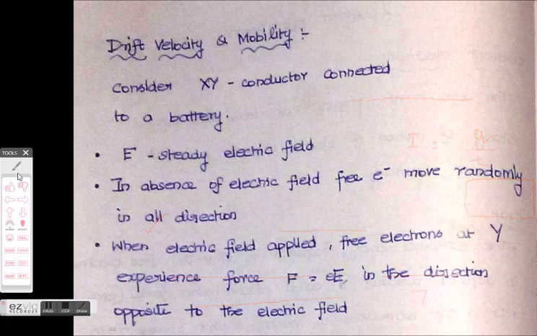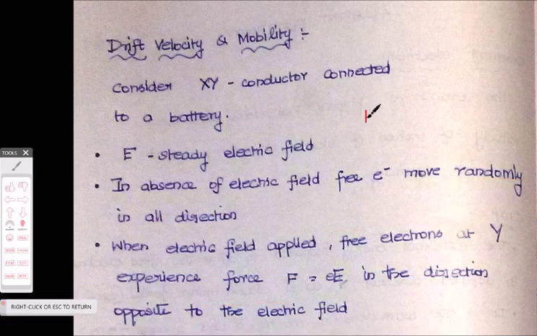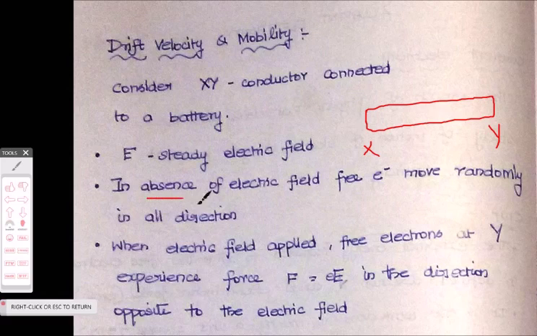Then you have to see what is drift velocity. Consider a conductor XY. Conductor is a material that conducts electricity. It allows charges to pass through. XY is a conductor connected to a battery. Let E be the steady electric field. In the absence of an electric field, free electrons move randomly in all directions.